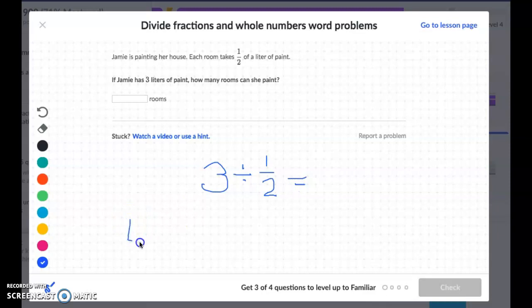So we can think about our 3 liters of paint, 1, 2, 3, and if we divide them each into half, that would give us 1, 2, 3, 4, 5, 6. Or perhaps you already remember that 3 divided by a half is 6. So 6 is our answer.